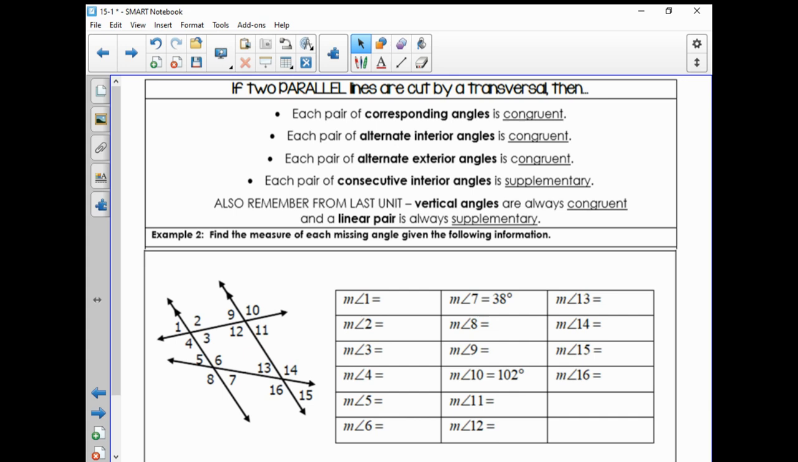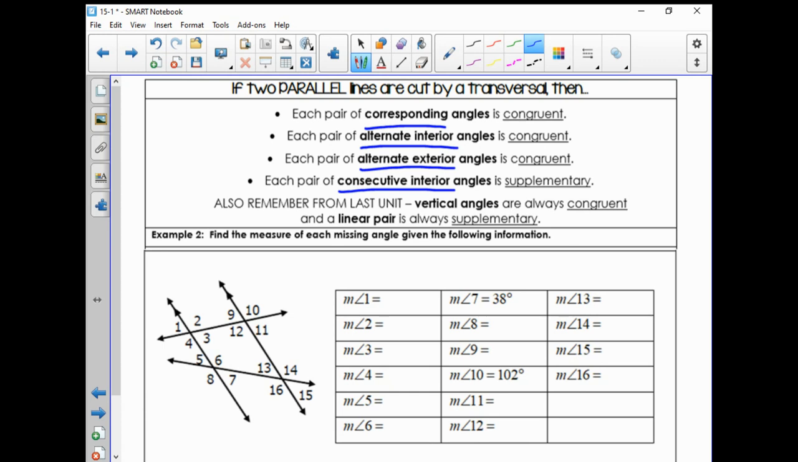Right, here's our second part of example 2. They're asking us to do the same thing. They're going to give us a few angle measures, and want us to use what we know about our lovely corresponding, alternate interior, exterior, and consecutive interior angles to solve for the missing angles.